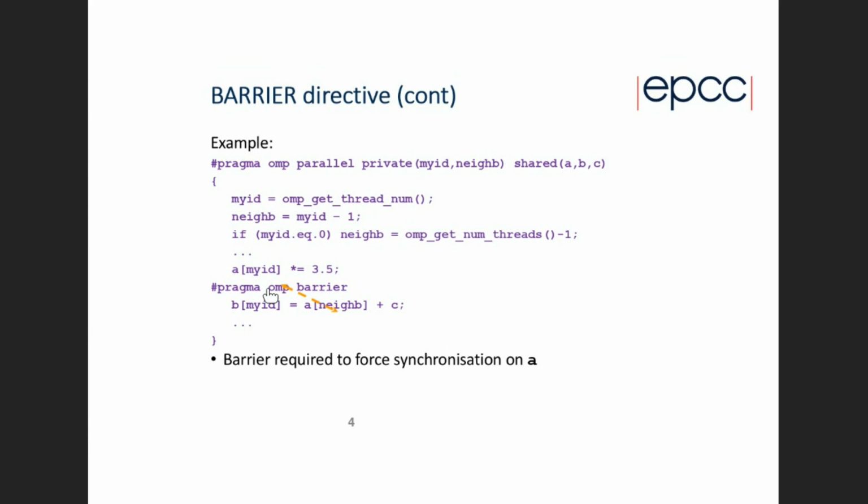So one way I can achieve that is with a barrier here. If I put a barrier in between the write and the read, that makes sure that all the threads have written here before any of the threads try to read a value that a different thread wrote here.